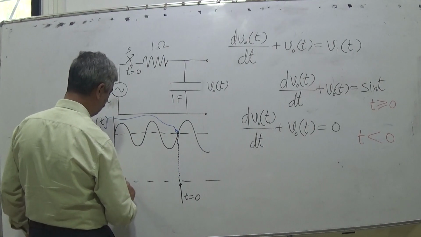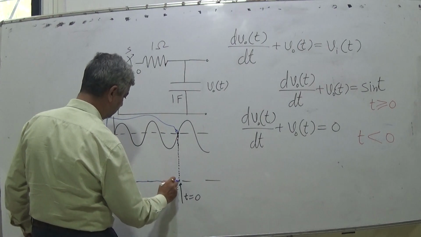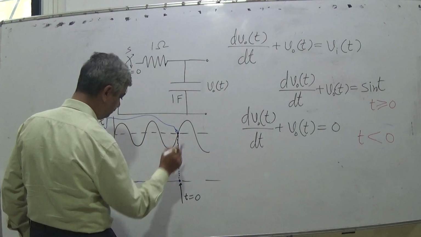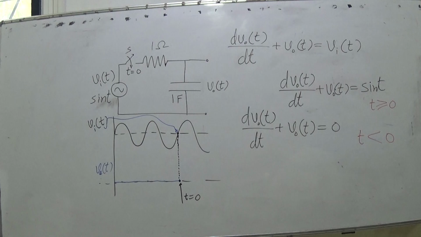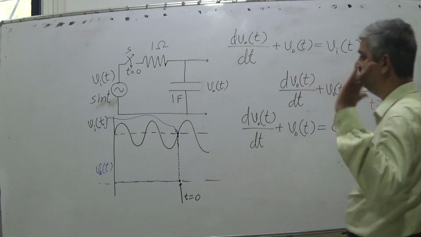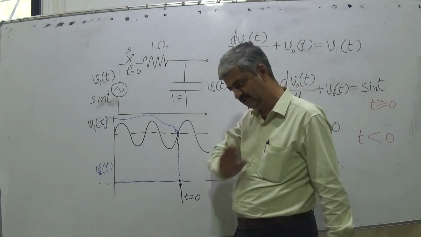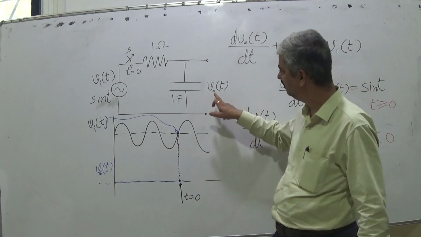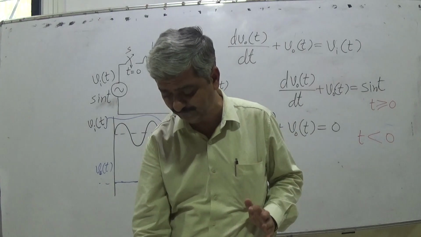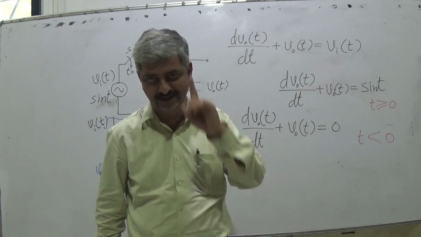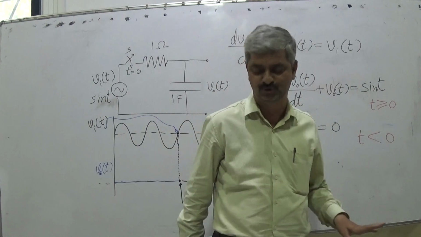Obviously Vout is 0 earlier because the thing was connected, the capacitor was discharged. So Vout is 0 till the switch is closed, because the capacitor initially was discharged. A capacitor which did not have any charge, a discharged capacitor having 0 voltage, so at t equal to 0, this output was 0.